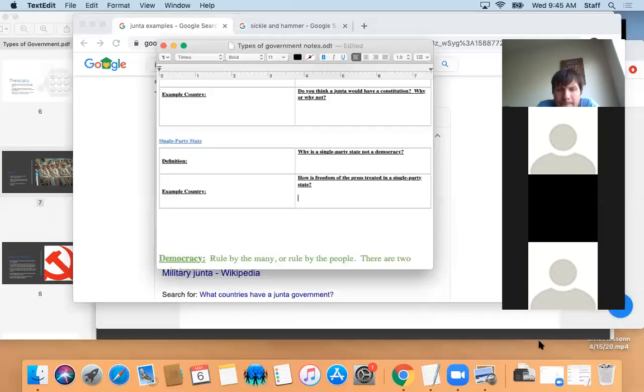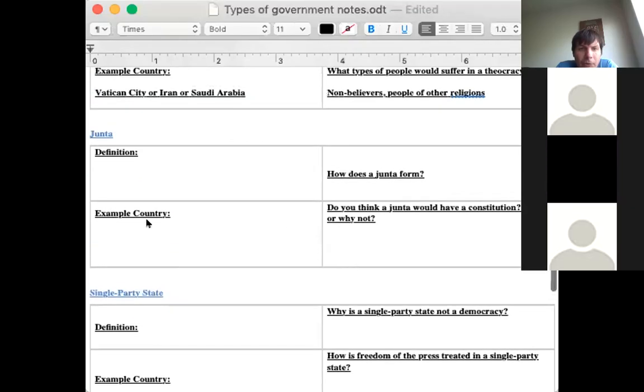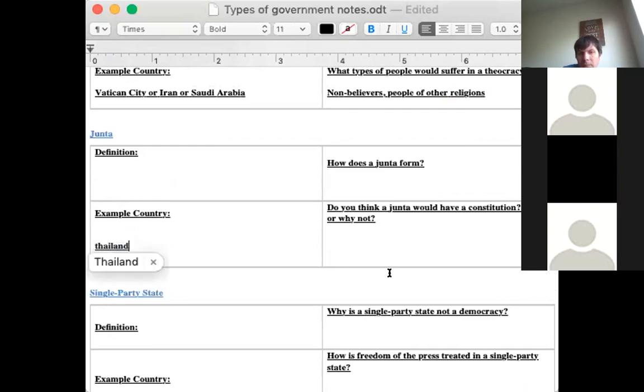Oh. Cool. So you guys are right here. So you got a definition, you have an example. So are you right here where it says how does a junta form? I think I already did that one. Okay. I'm just on example country. You're under what? I'm on example country, yeah, not anymore, but I was on example country.